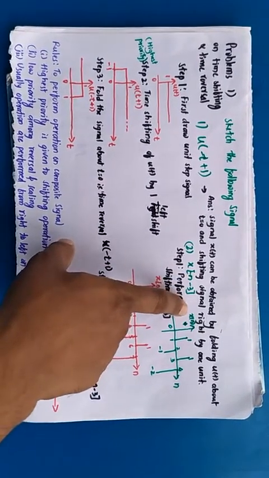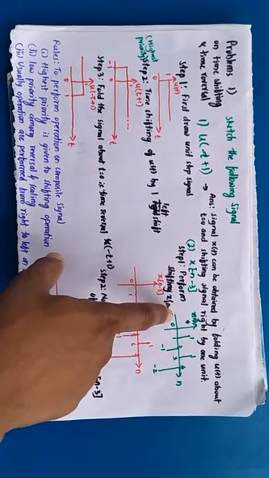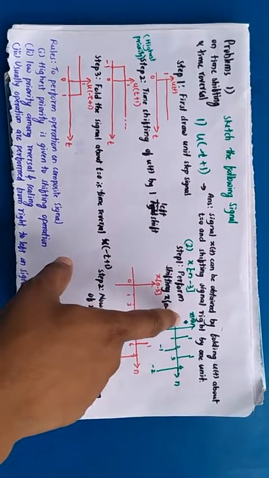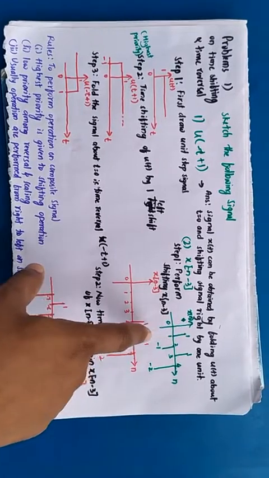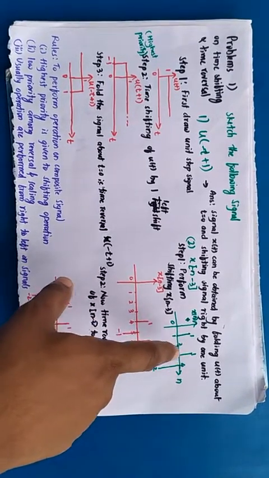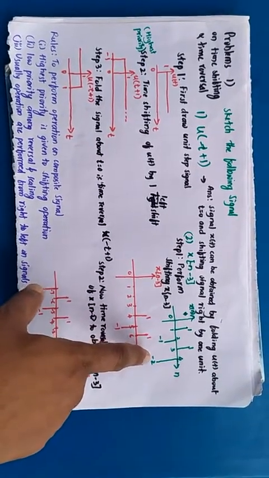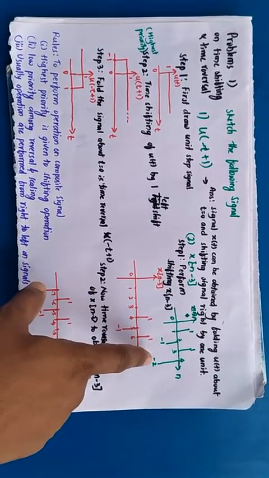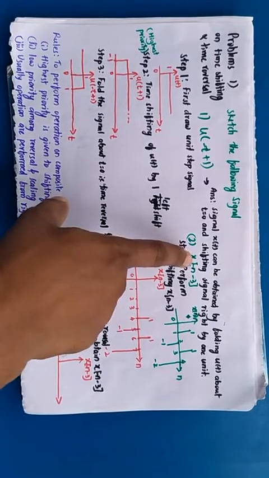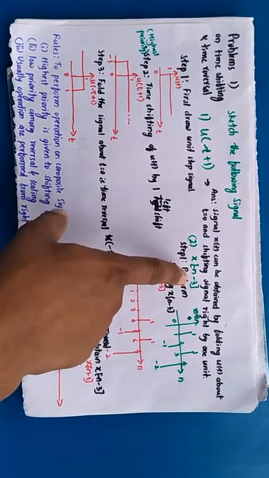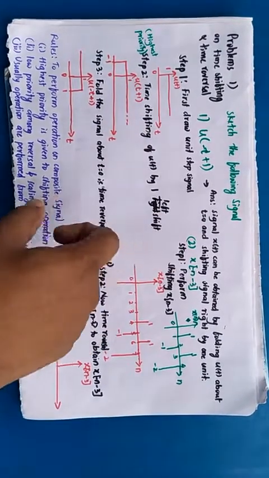x of n starts at 0, and the values it has: at 1 it is 1, at 2 it is minus 1, at 3 it is 1, at 4 it is minus 2. So that is the x of n given to you. Now they are asking you to calculate x of minus n minus 3.